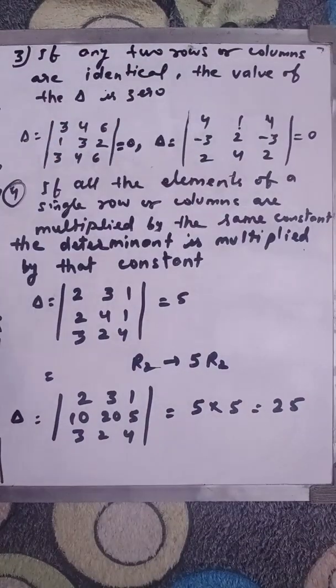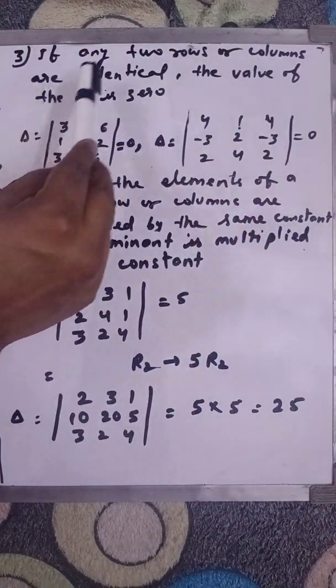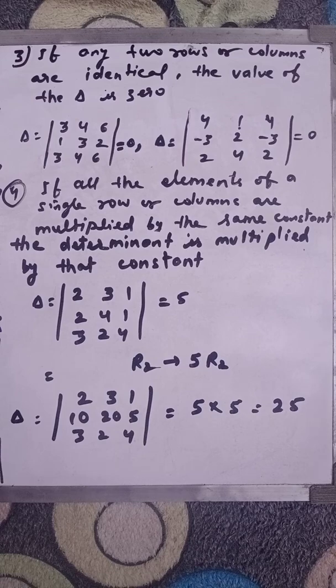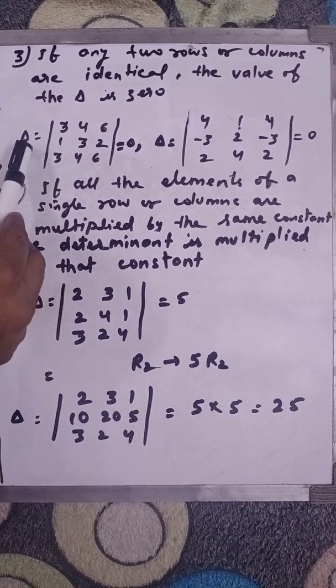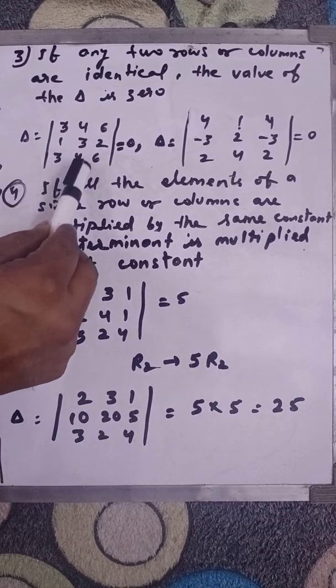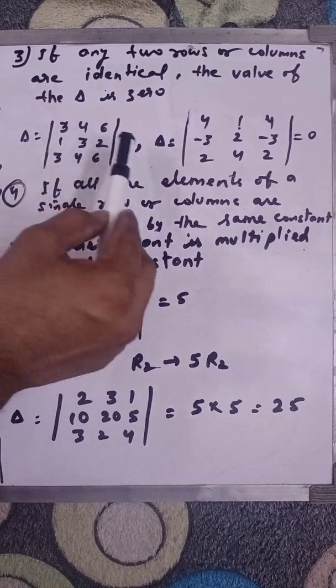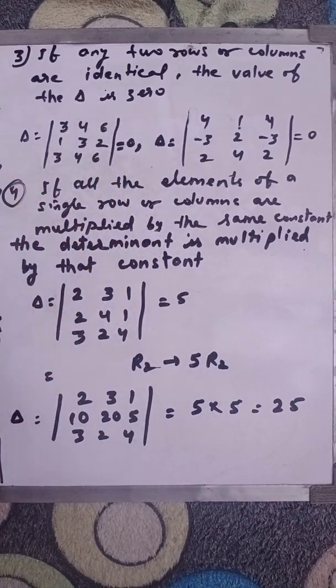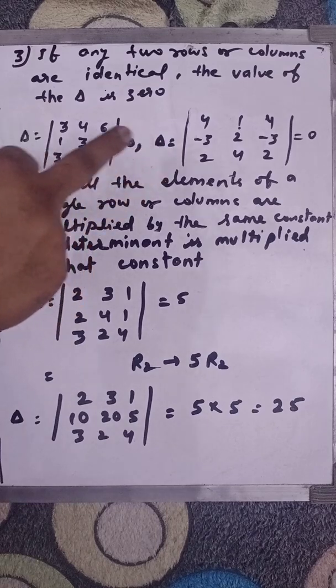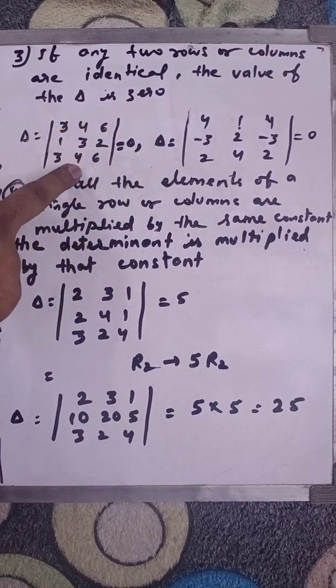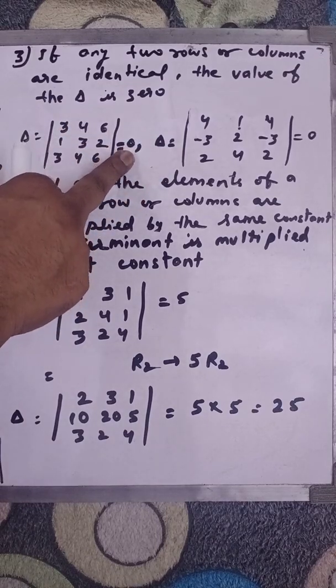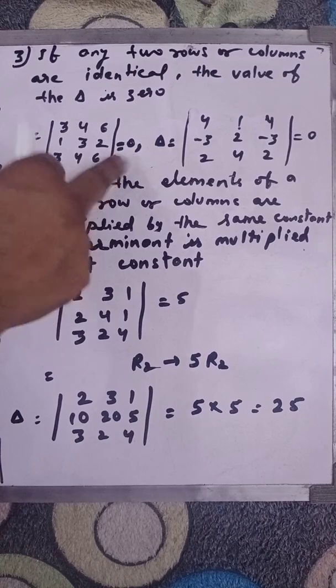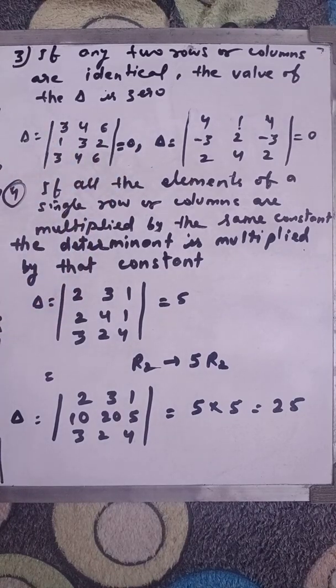If any two rows or columns are identical, means if any two rows are exactly the same or any two columns are exactly the same. Suppose this is your determinant and here the rows R1 and R3 both are the same. Fine. If they are the same, then the value of the determinant will be 0. So this is your third property.